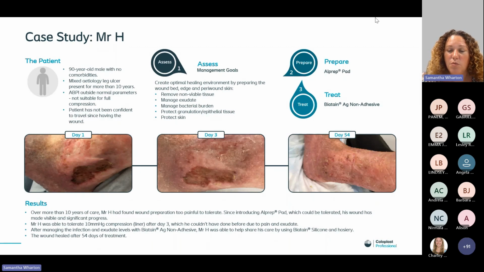So after having this wound for 10 years and not being able to travel, after 54 days, that wound was healed. And I'm pretty sure he did go on holiday. Yeah, I'm just getting it confirmed by Charlie. Yeah, so then he was able to go on holiday. So that's a really positive story and just illustrates how this simplified approach can be used in clinical practice and the results that can be seen.